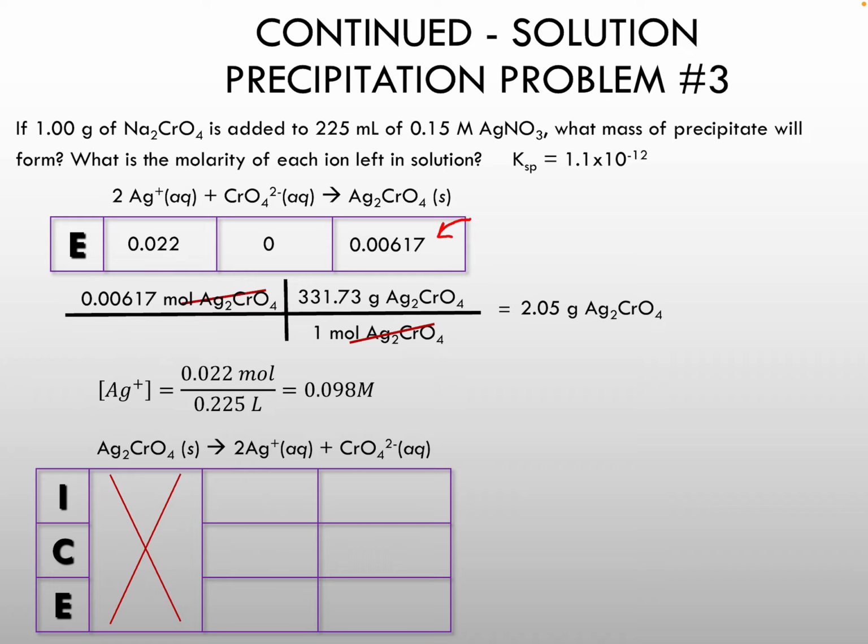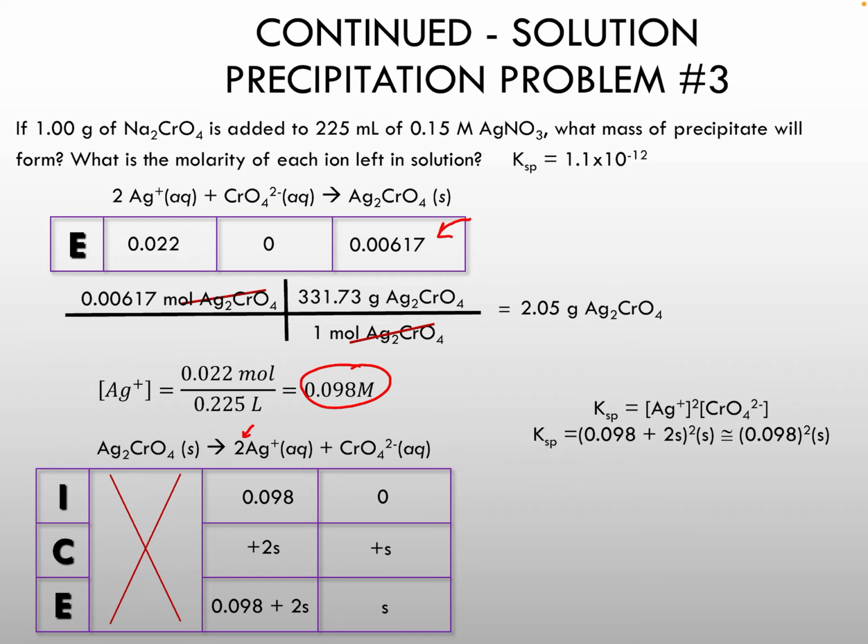It just helps me think about what's actually happening in our reaction. So here's our ICE table. I'm just going to cross out our silver chromate because it's a solid and it doesn't matter anymore. And we don't have any of our chromate, but we'll use our new concentration of our silver in our ICE table. So then we're going to dissociate towards our product, so plus 2s and plus s, and then we'll add that straight down. So then we can plug that into our Ksp expression. So we have Ksp is silver squared times chromate, again, because of this 2 in front of silver. So we can plug our values in from our E line, and we get that there.